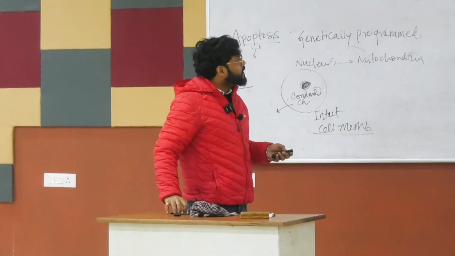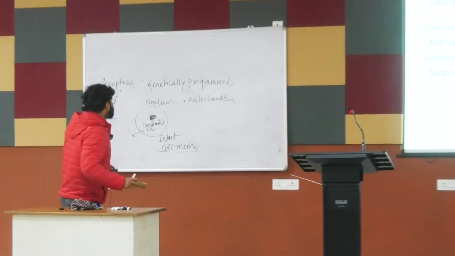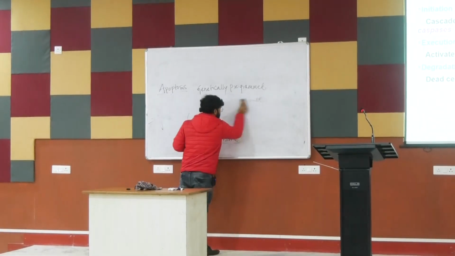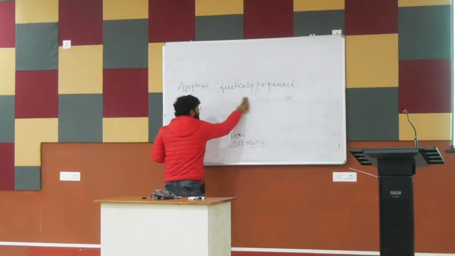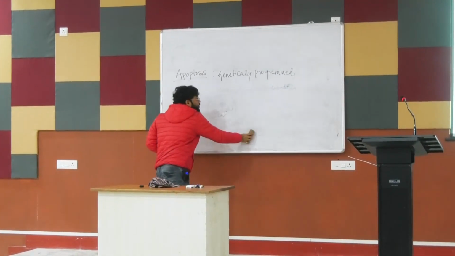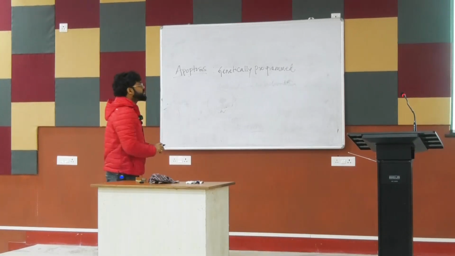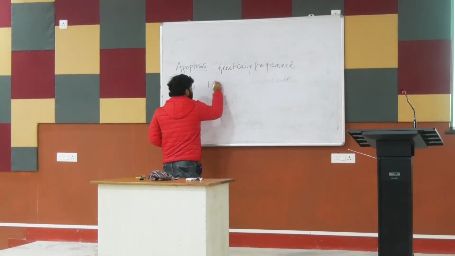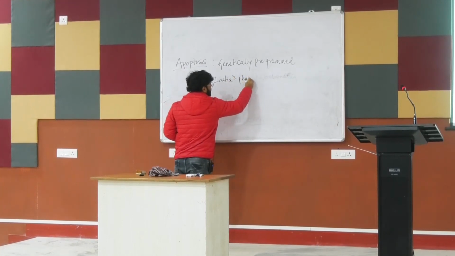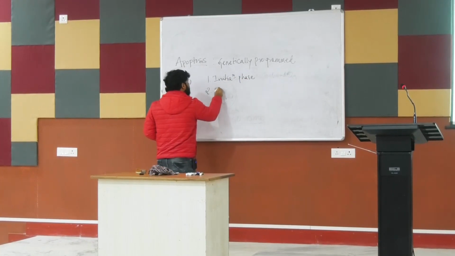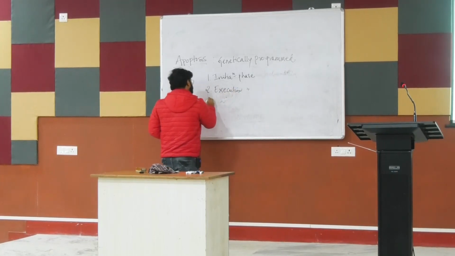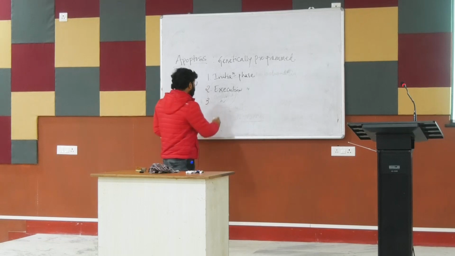Basically there is an important genetically programmed mechanism for apoptosis. There are three phases by which a cell can die. One is the initiation phase, second is the execution phase, and third is the degradation phase.